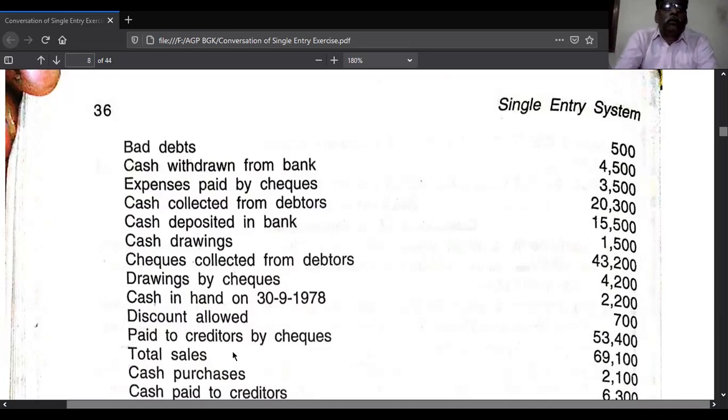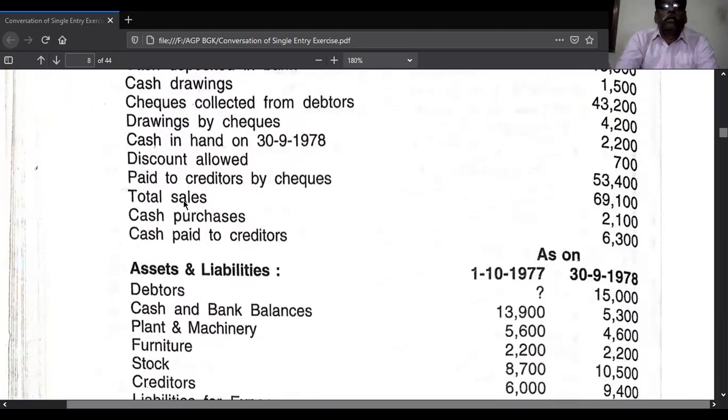Okay. Total sales is here. Total sale comes to trading account. Cash purchase: cash account credit side by purchase, and it goes to trading account. Cash paid to creditor: in the cash account by creditor, creditor account to cash. Okay. In this way, double time you make the entry.